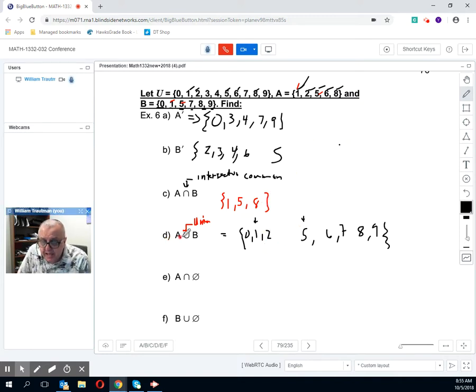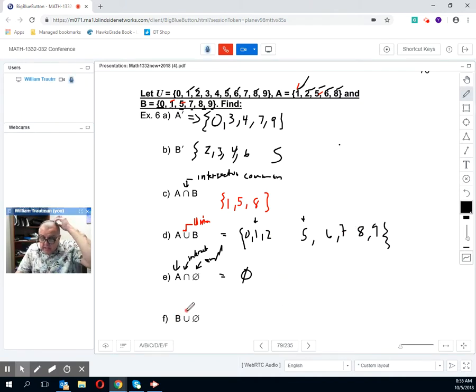Okay, set A. The next problem is set A intersecting with the empty set. So what's in common with A and the empty set? Well, A has an empty set. If I take everything out, it has an empty set. So the only thing in common is the empty set.